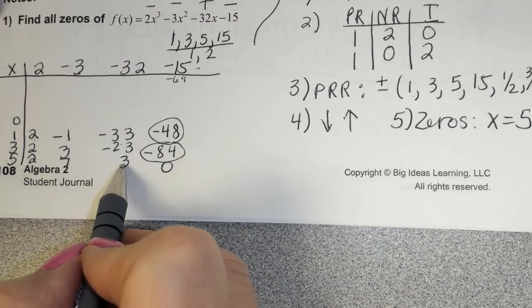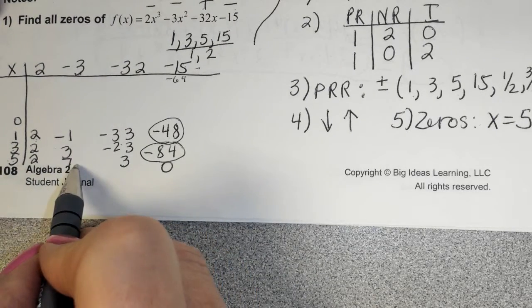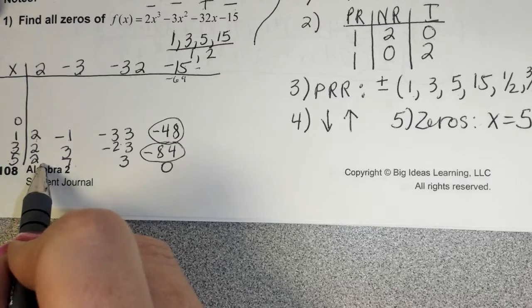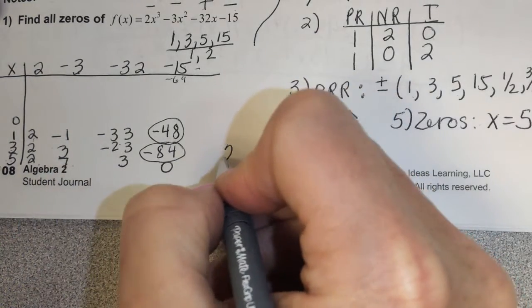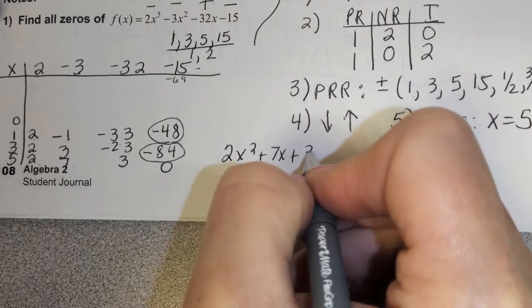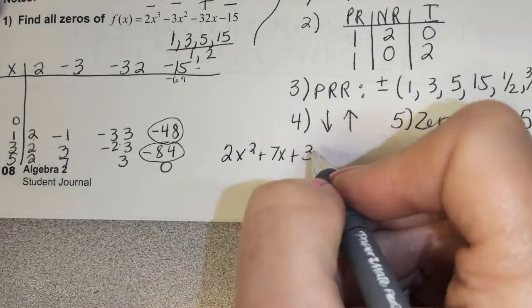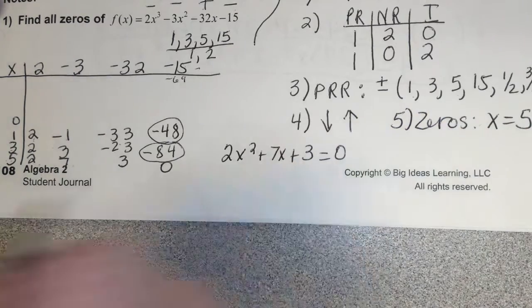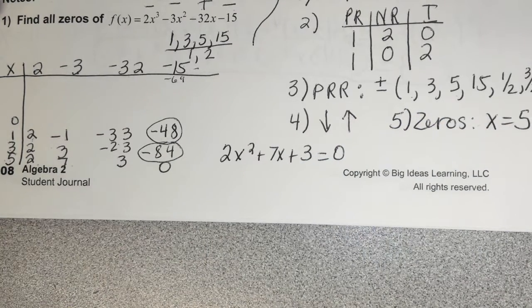Now I know that this is my constant, this is my x, and this is my x squared. So what I have left is 2x squared plus 7x plus 3. If I set that equal to 0 and solve, those would be my other two zeros. You should always be able to solve a quadratic equation. You have the quadratic formula, you have factoring, and you have completing the square.